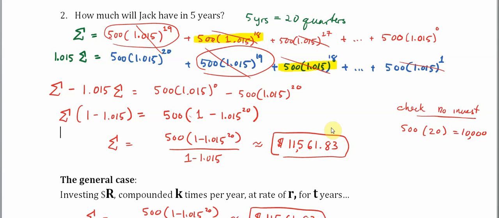In this video, we will continue our study of annuities and the mathematics of finance, and we will extrapolate what we've learned so far to the general case. If you recall up to this point, we have an example of Jack investing $500 every quarter for 5 years, so that's a total of 20 quarters. We did all this work and we got this answer.